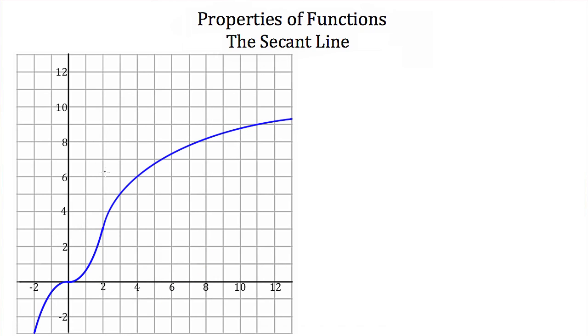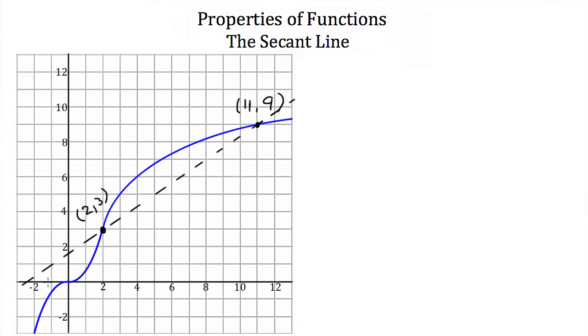Now when we find the average rate of change of a function, we're picking 2 points. Say this point here, 11, 9. And this point here, 2, 3. And we approximate the average rate of change between these 2 points by finding the slope of the line between these 2 points. Well, this line that we're finding the slope of is called the secant line.